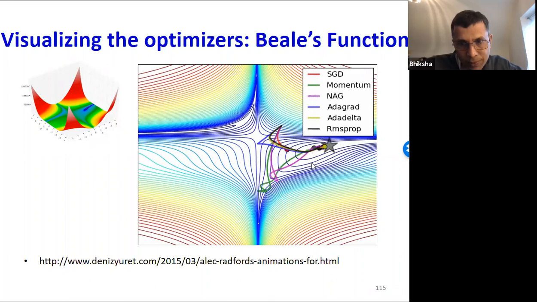And AdaGrad and AdaDelta, the blue and fawn colored curves, give you some kind of a median of the two. So they are faster than SGD, they're even faster than RMSprop. But when the momentum methods actually get the solution, they converge much faster than these. The problem with the momentum methods is their tendency to wander.